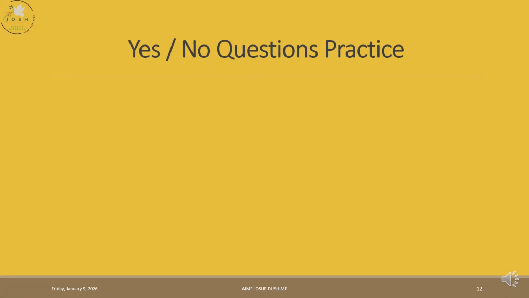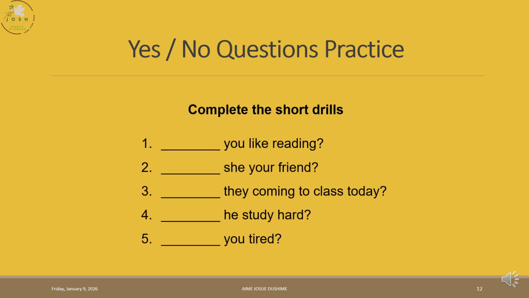Let's see a yes/no question now, the practice. Does she like reading? What is the answer? Remember the structure is do or does plus subject plus verb. Then guess the answer. Number one, what do you think is going to be the answer? We have: dash dash you like reading, dash dash she your friend, dash dash they coming to class today, dash dash he study hard, dash dash you tired.